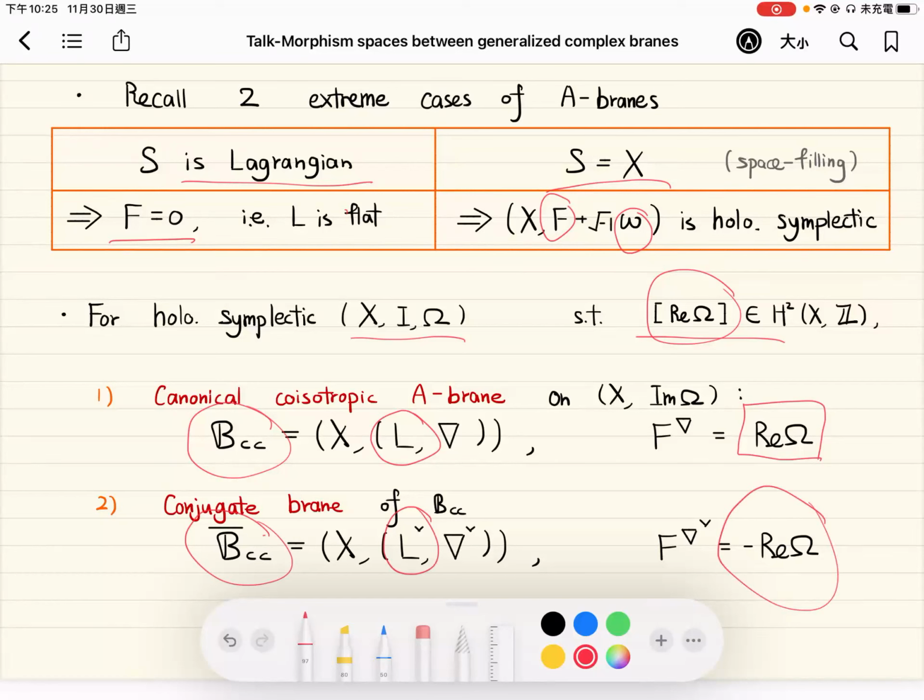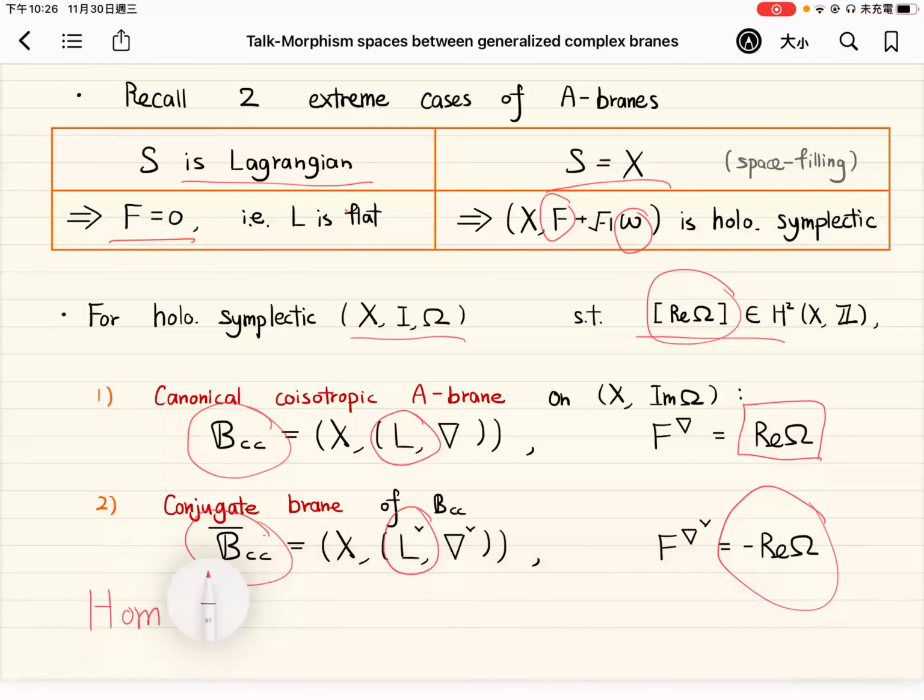So these two branes are very important for our work, because our work is related to the morphism space, the Hom space for the BCC bar, BCC system. So this one relates to our work. And I will explain it later. So we go to the next page.